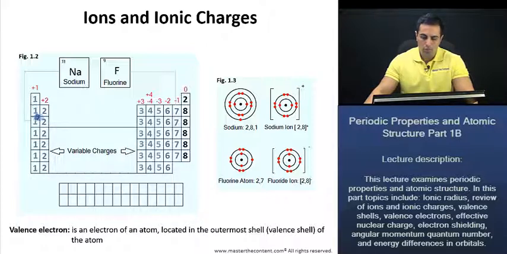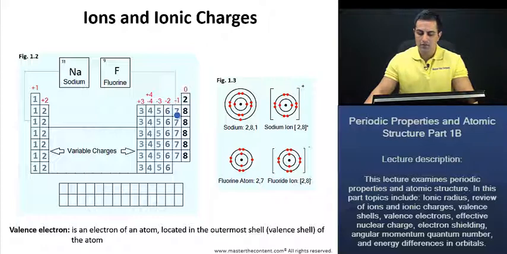Looking here at group 1, group 1 is going to lose one electron, that one valence electron it had. Group 2 is going to lose 2 valence electrons. Group 3 is going to lose 3 valence electrons. And group 4 can either gain or lose 4 valence electrons. Now, group 5 is going to gain 3 electrons. Group 6 would rather gain 2 electrons, and group 7 is going to gain 1 electron.